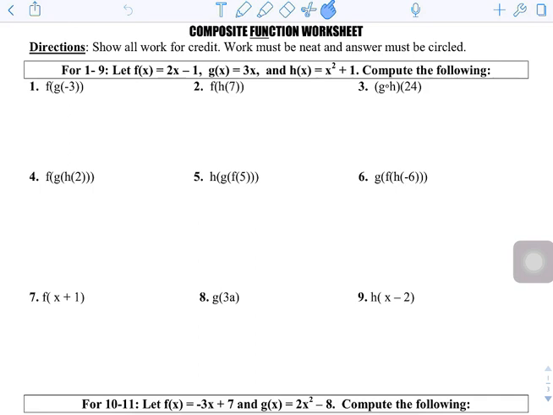So if you see for questions 1 to 9, we're given three functions, f of x, g of x, and h of x. And then by using those three, we're going to try to compute the following. And the direction is pretty easy. Show all the work, it must be really neat, and the answer must be circled or hashtagged if you want to. So let's go right to it.